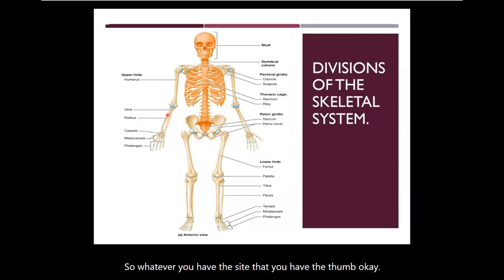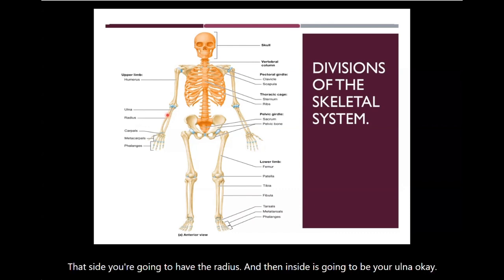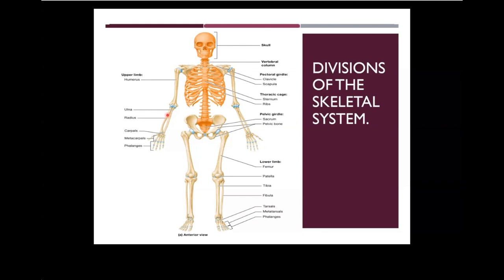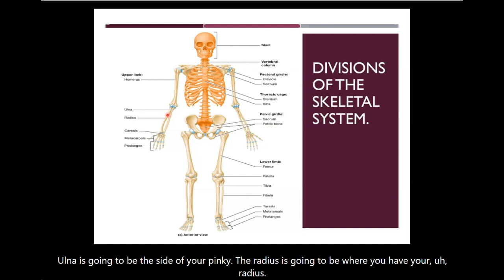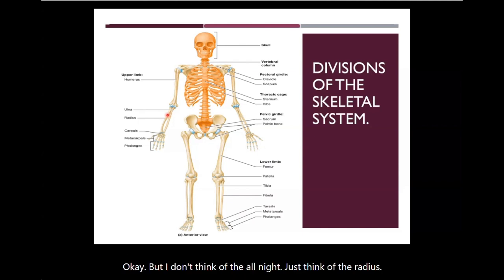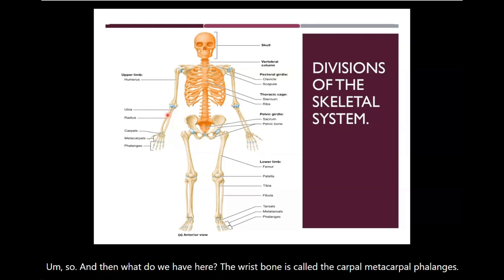Okay, so whatever side you have the thumb on, that side you're going to have the radius, and inside is going to be your ulna, okay? The ulna is the side of your pinky. I don't think of the ulna, I just think of the radius: anatomical position, thumbs out, that's the radius, and then the other one is the ulna, obviously, right?